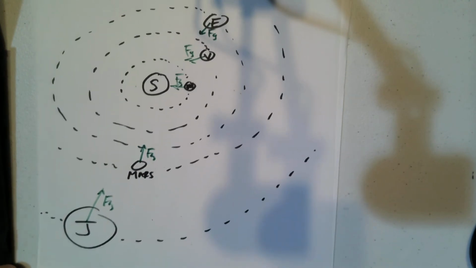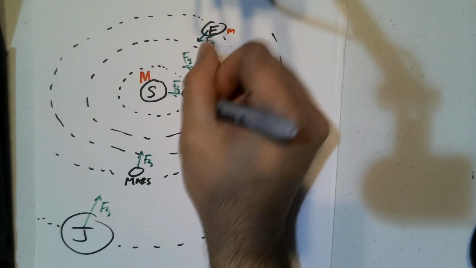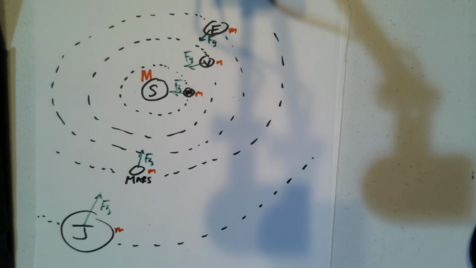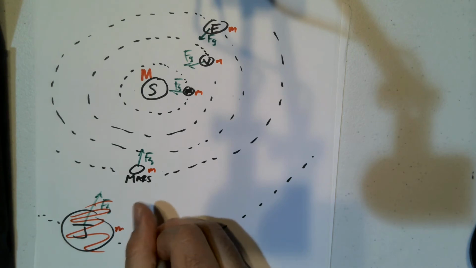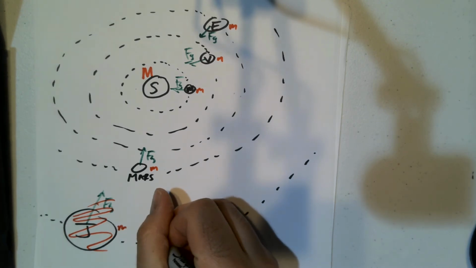The sun we're going to call big M, and each of these are little m's. They're their own circular bodies. And actually, this is probably an awful picture because I drew Jupiter larger than the sun. I will draw Jupiter like that. Still kind of looks larger than the sun, but whatever. We'll go with it.